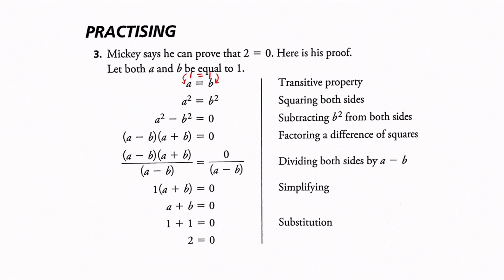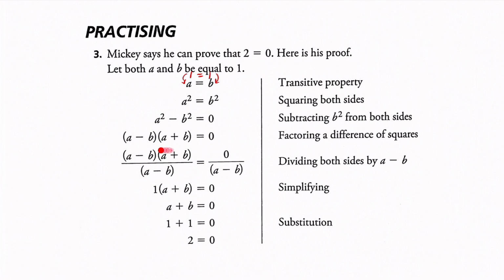Then they subtracted a b squared from both sides and moved that over. So we now have a squared minus b squared equals 0. Then this is a difference of squares, so you can factor it. And when you factor it, you're going to get this. Again, equals 0 still on this side. Then what he did was he took this and he divided that by a minus b. So divided by a minus b.